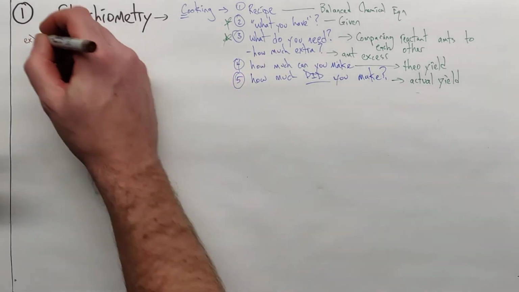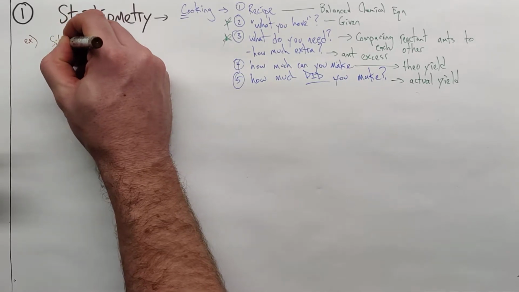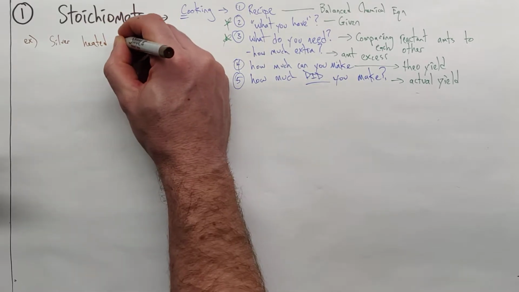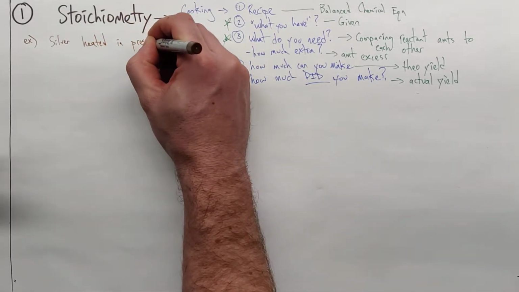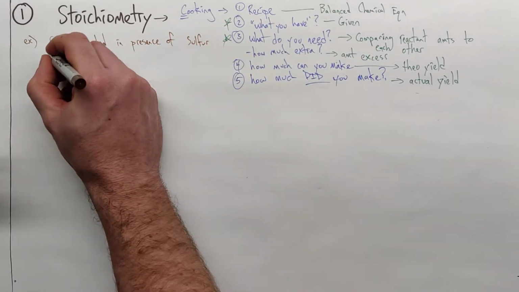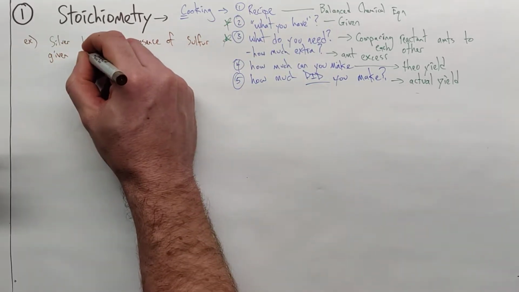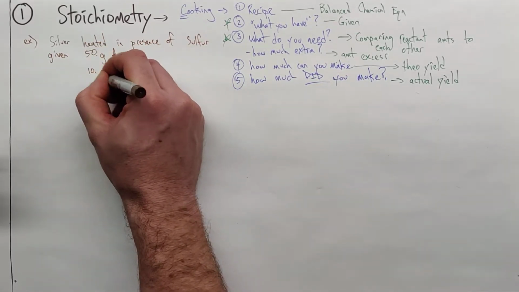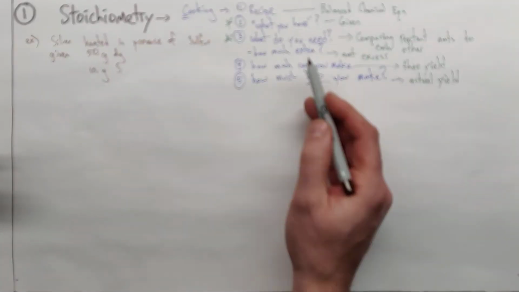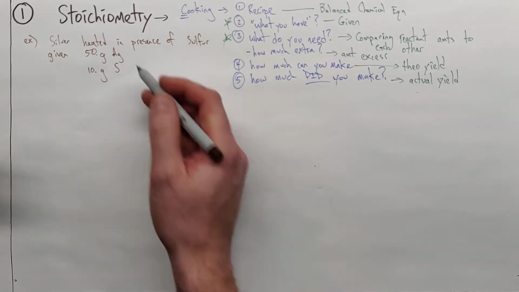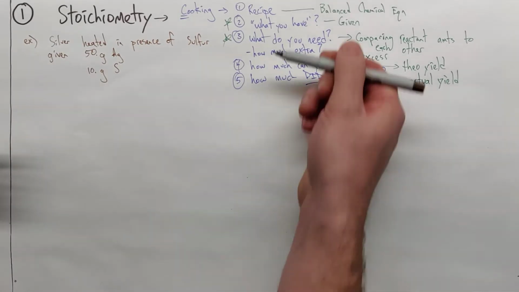That's all I see. So we're going to just say that we have silver, and maybe we're going to react this, heated, in the presence of sulfur. And then we'll say, given maybe 50 grams of silver and maybe 10 grams of sulfur. And we're going to ask for this stuff: a completed balanced chemical equation, this step right here, what do you need and what do you have, and then we'll come up with these other things. So I'm not even going to ask those right now. For this problem, we're going to do everything.